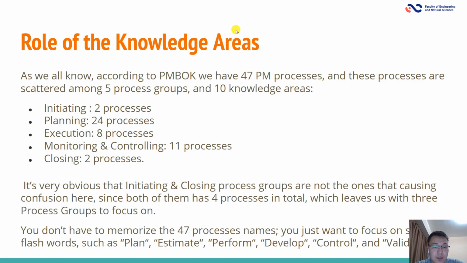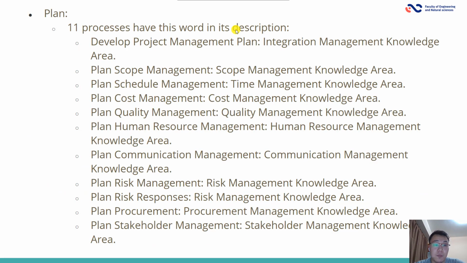You don't have to memorize all 47 process names. You just want to focus on some flash words such as plan, estimate, perform, develop, control, and validate. Plan. 11 processes have this word in their description.